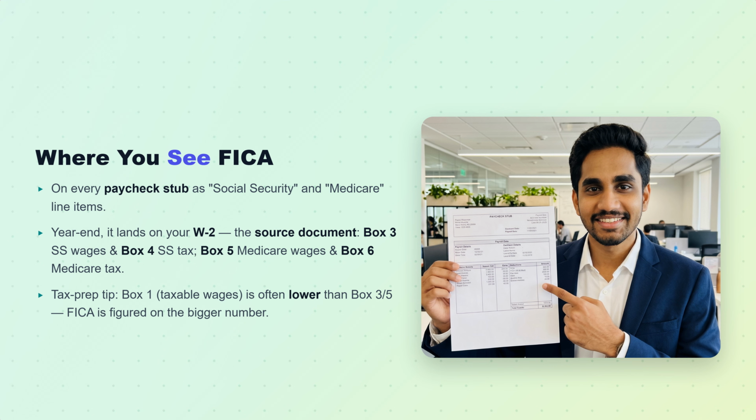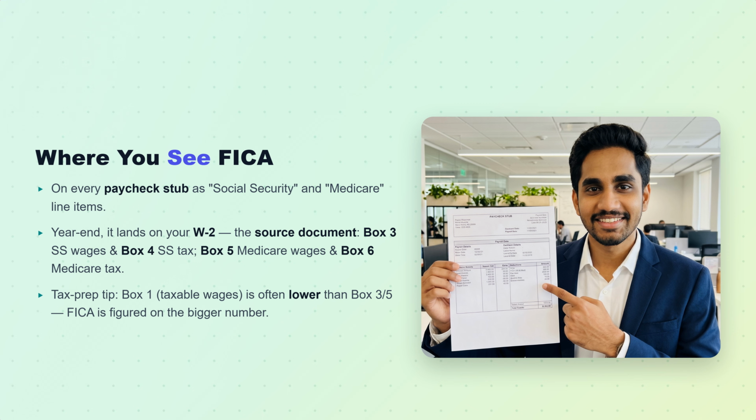So where do you actually see FICA? Two places. First, on every paycheck stub, you'll see line items literally labeled Social Security and Medicare. Second, at year end, it all shows up on your W-2, which is your source document. Specifically, Box 3 shows your Social Security wages, and Box 4 shows the Social Security tax withheld. Box 5 shows Medicare wages, and Box 6 the Medicare tax.